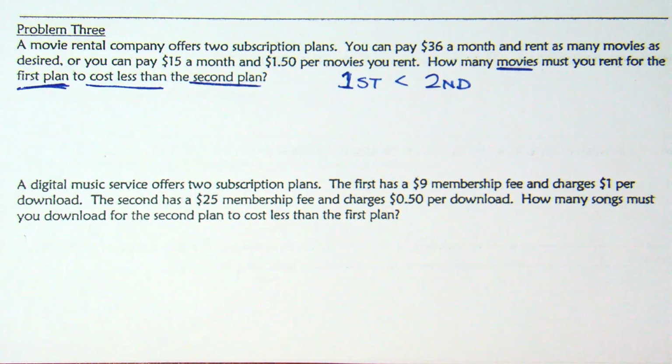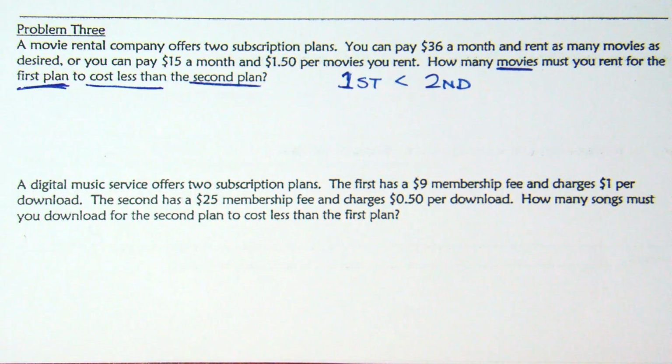What do we know about the first plan? $36 a month, right? Are we talking about more than 1 month here? No, we're just trying to compare which one's the better deal based on what we do, right? So we really just need to compare 1 month. So that $36 a month is just 36. It is a flat 36. It's not changing unless we're doing multiple months, but that's not going to affect what I'm doing right here. Okay? So first plan, 36, less than the second plan.